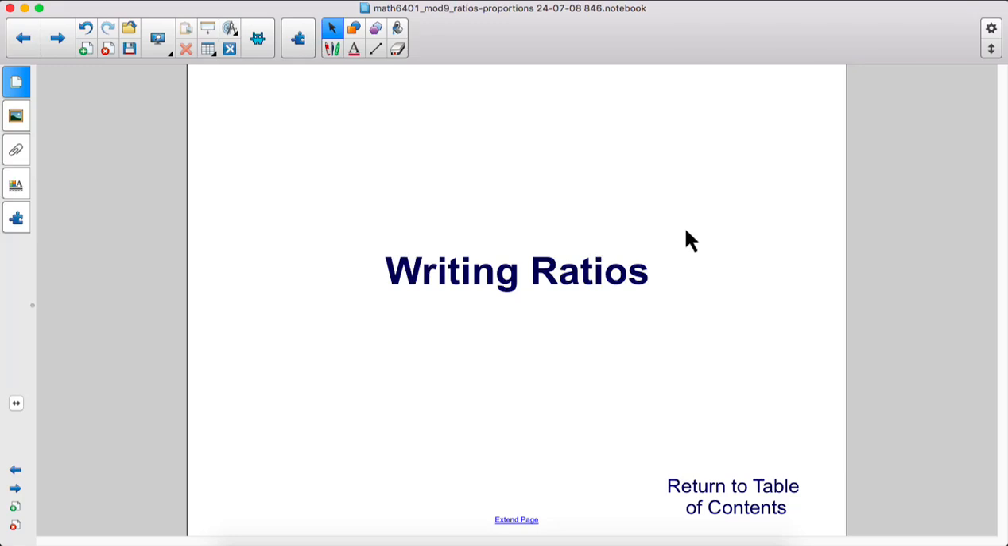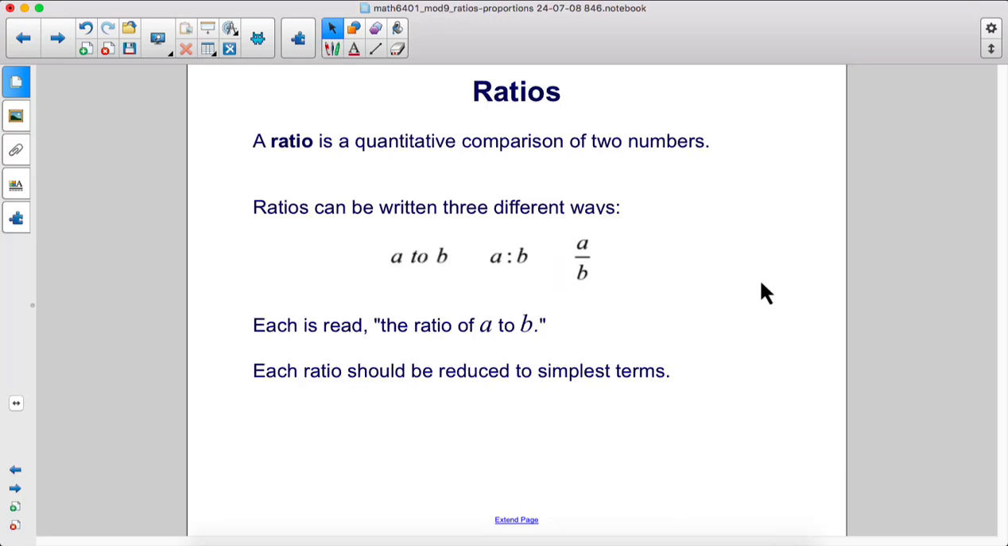Writing ratios. A ratio is a quantitative comparison of two numbers. Ratios can be written three different ways: A to B, A:B, or A/B. Each of them is read as the ratio of A to B. Each ratio should be reduced to simplest terms.